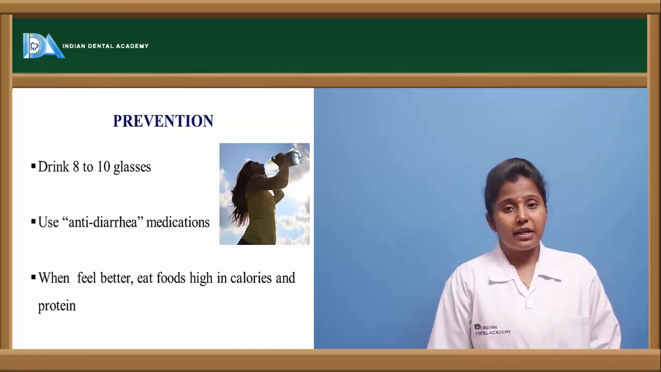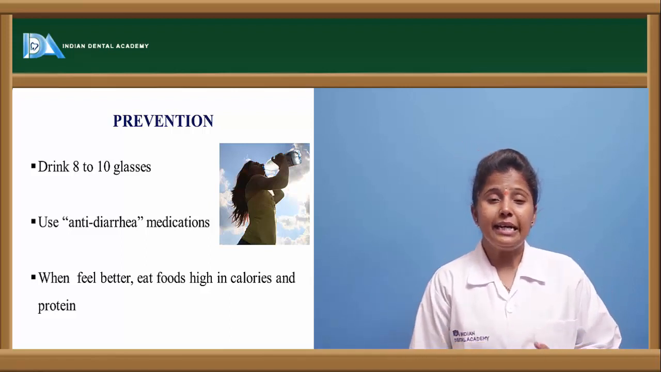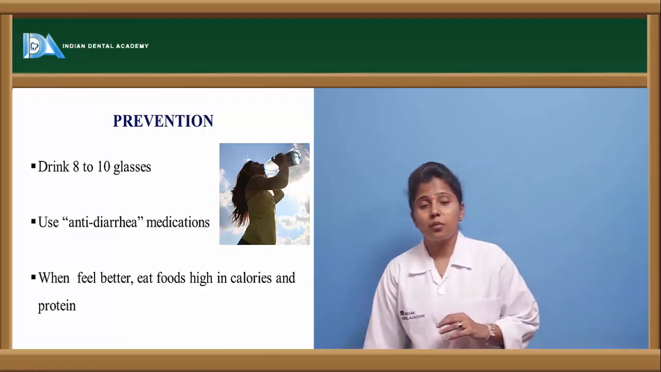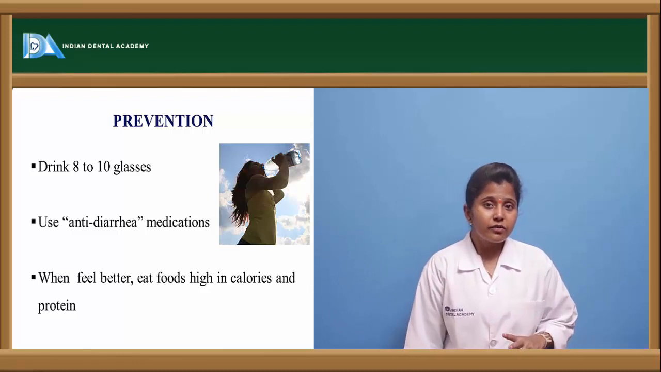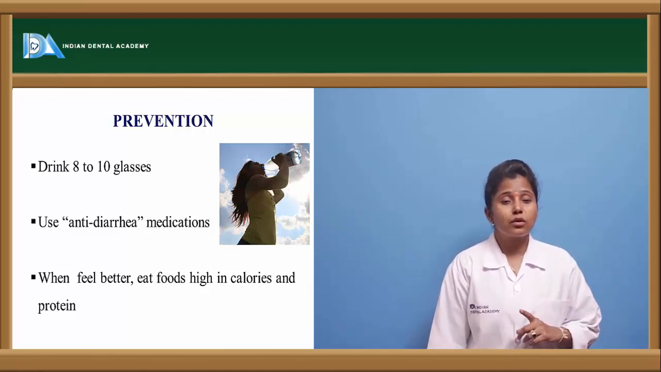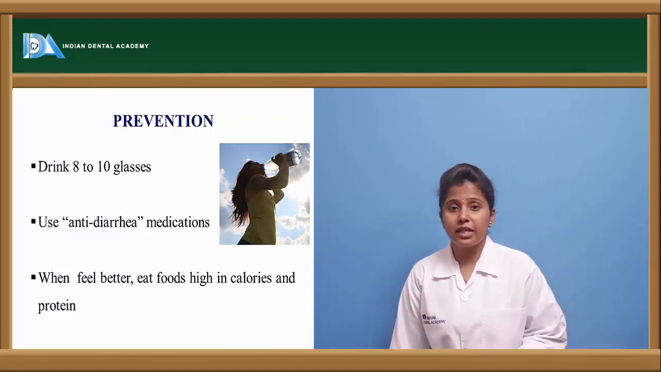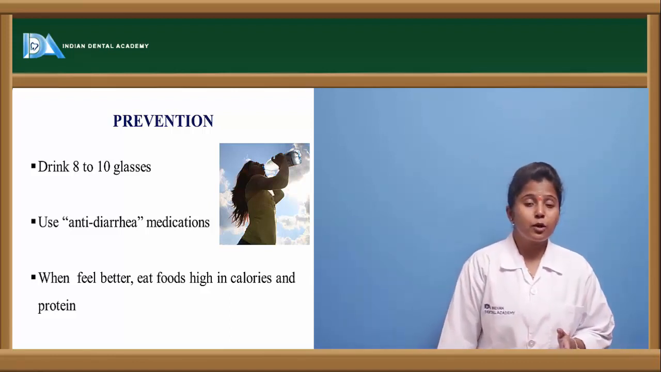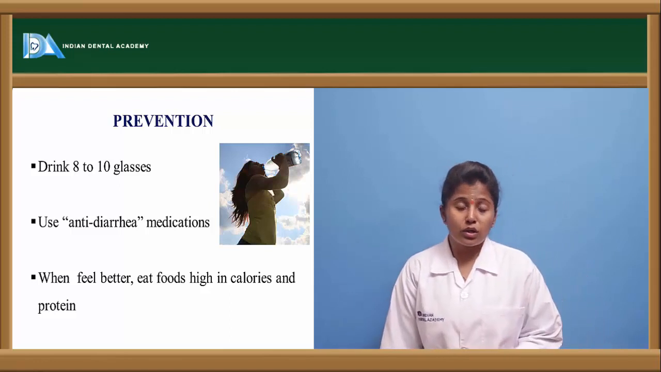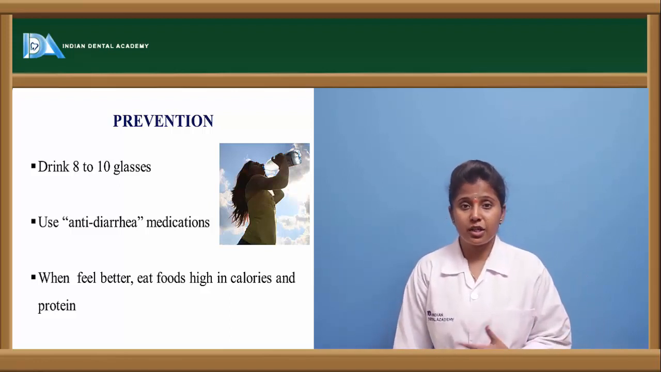How can it be prevented? We have to take at least 8 to 10 glasses. Based on our body weight, for every 20 kg of body weight, 1 liter of water has to be consumed. For example, if a person is 60 kg, then the person should consume close to 3 to 4 liters of water in order to prevent dehydration.